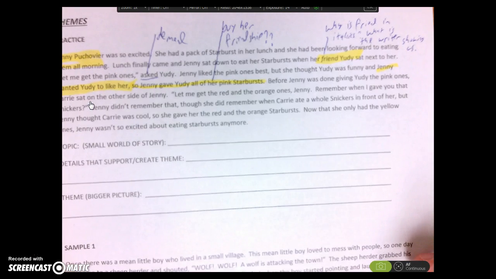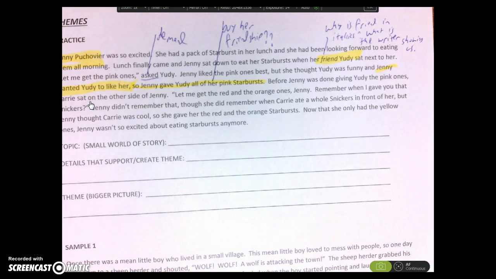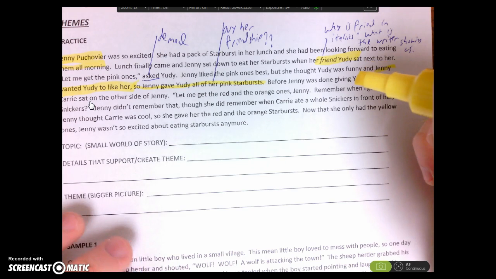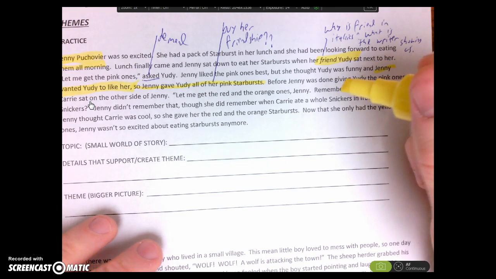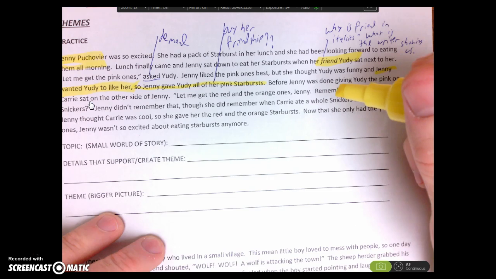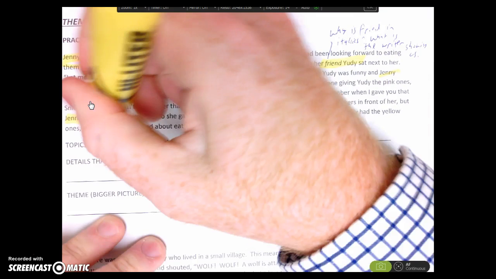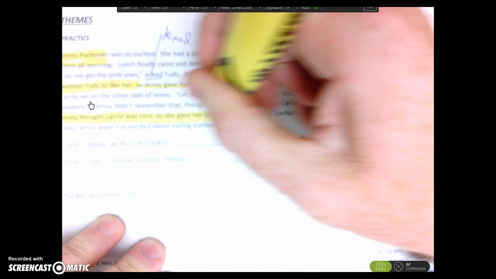Continue on. Before Jenny was done giving Yudi the pink ones, Carrie sat on the other side of Jenny. "Let me get the orange and red ones. Remember when I gave you that Snickers?" Jenny didn't remember that. She did remember when Carrie ate a whole one in front of her. But Jenny thought Carrie was cool, so she gave her the red ones.